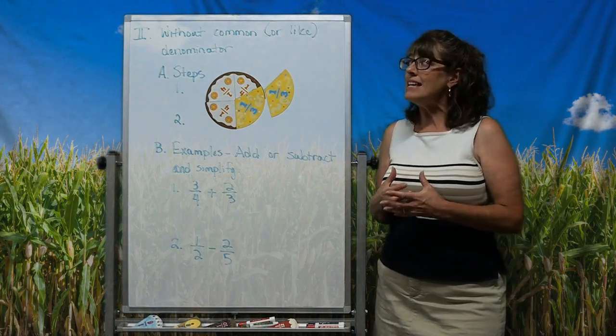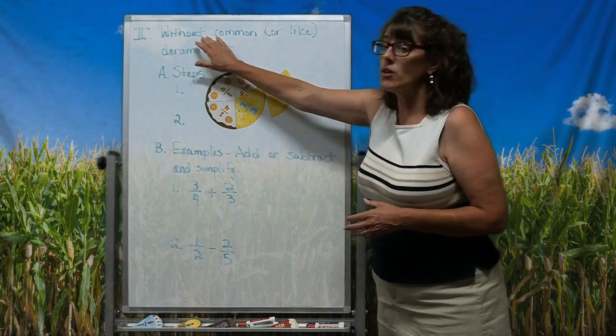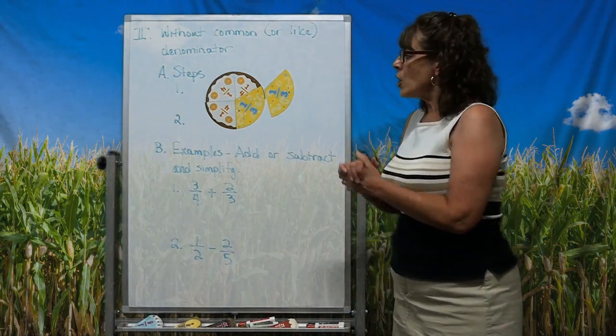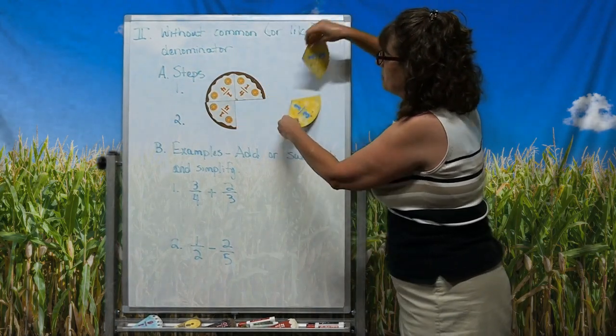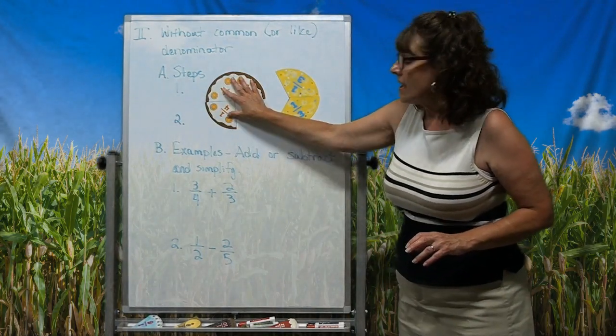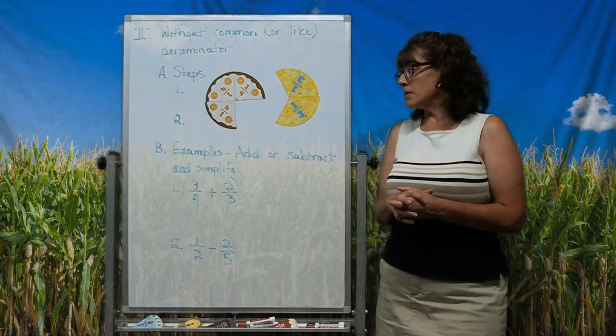This is why we need those common denominators. This is without, I need a common denominator. So what I need to decide is what type of slice would be the same for both of these, that it would make this and this have the same type of slice.